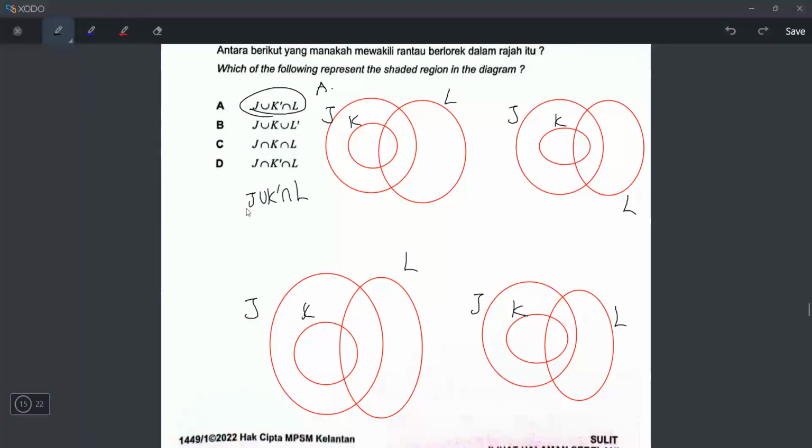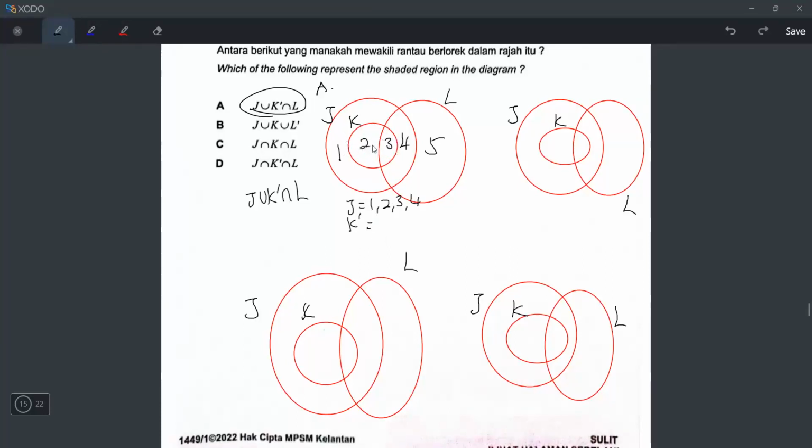First of all, I will use this method called the labeling method. I will label the regions 1, 2, 3, 4, 5 like this, and then look for J union K complement first because there's no bracket, so I do it from left to right. What is inside J now? 1, 2, 3, 4, because J is this whole thing. Then I have to look for K complement. What is K complement? Everything except K.